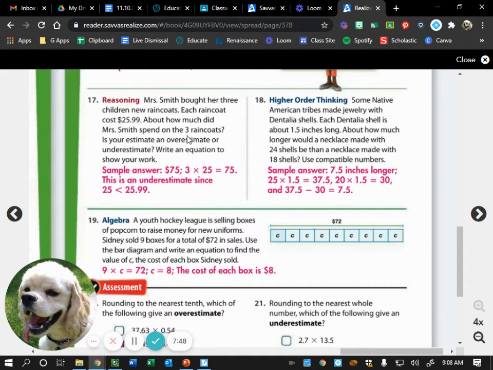Now, our 3, could we really round the 3 too much in this one? Not really, because there's 3 raincoats. We don't want to mess with that. So, the sample answer, an answer you could have gotten was $75 if you rounded. Oh, so they did it a little differently. They rounded $25.99 to $25. So then they took 25 times 3 to get 75.